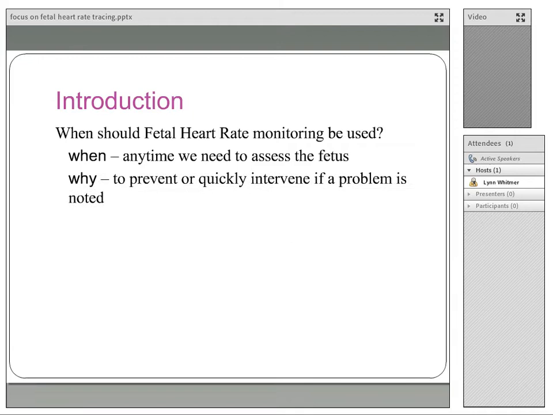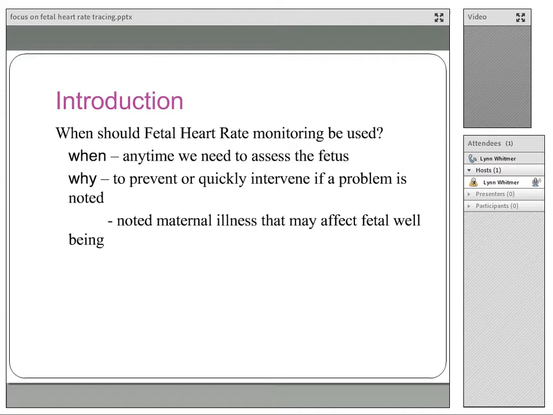Why? We want to prevent and quickly intervene if we note that there is a problem. And we've already discussed what maternal illnesses could affect fetal well-being. And where do we do fetal monitoring?